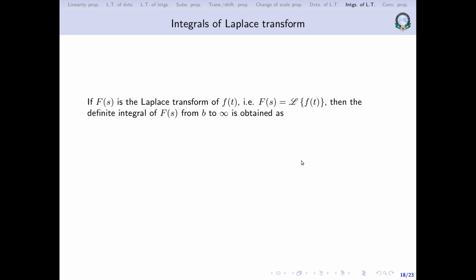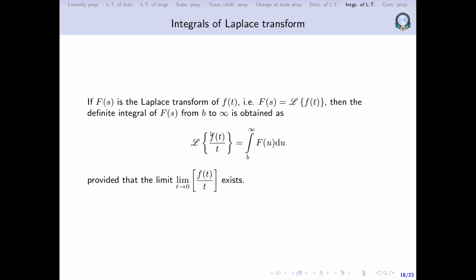Then we have the integrals of Laplace transform. Again, we will not be proving this property, it's important that you just know what it is. If capital F is the Laplace transform of small f, then the definite integral of capital F from b to infinity is obtained as the Laplace transform of the function divided by t, provided the limit exists, because at t equal to 0 this quantity may become undefined. So we have to make sure that the limit of this quantity exists as t tends to 0.